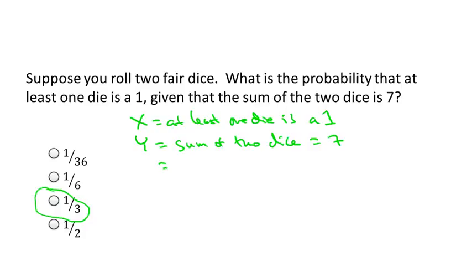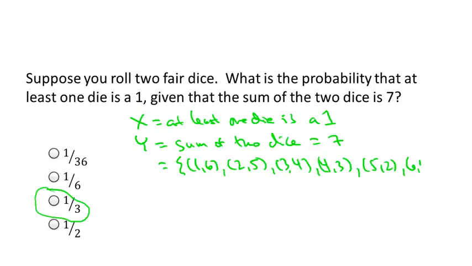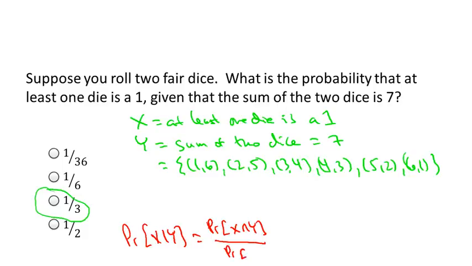Namely, the ordered pairs (1,6), (2,5), (3,4), (4,3), (5,2), and (6,1). Now remember that the probability of X given Y is, by definition, the probability of X intersect Y divided by the probability of Y. What you notice from this formula is we actually don't care about the probability of X per se, or even about the event X per se, just about X intersect Y.